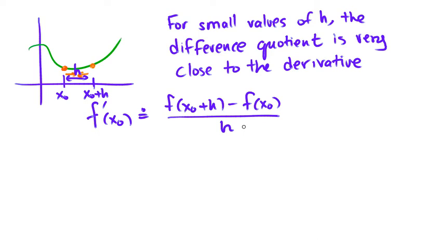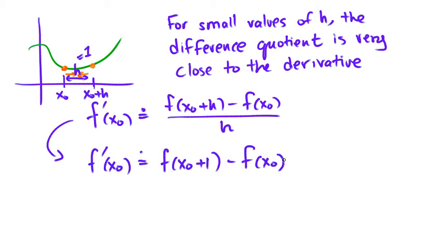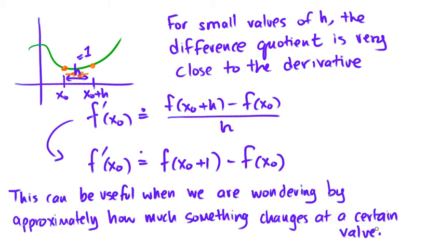And it turns out that if we change the h by just 1 unit, so if that h value is just 1, then this formula becomes something quite easy to work with. And you can see that now we can estimate the derivative by finding two consecutive values on our graph. This can be really useful when we're wondering by approximately how much something changes at a certain value.